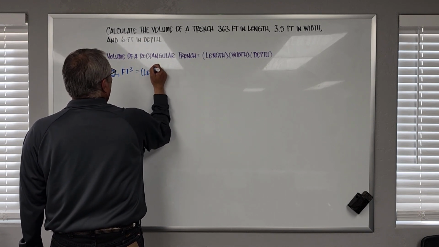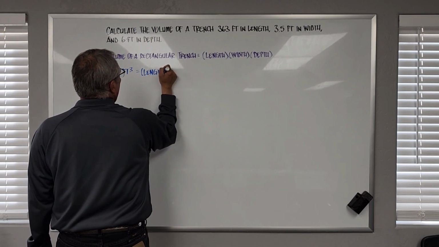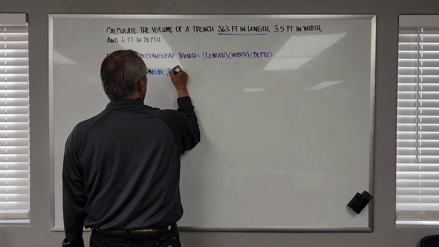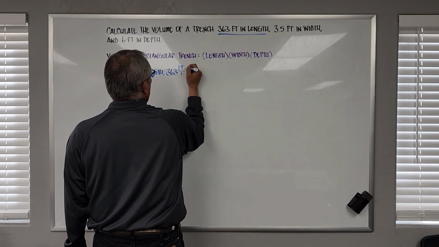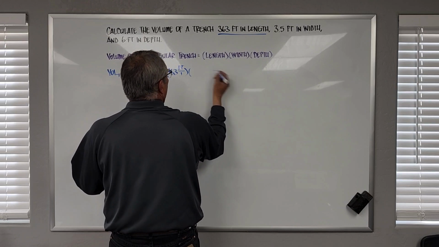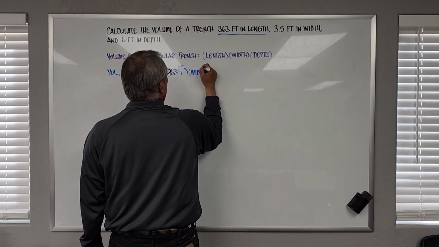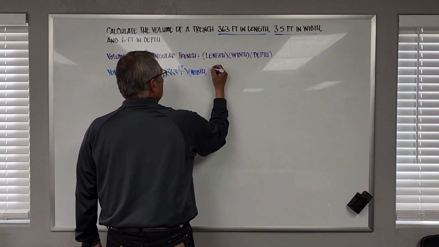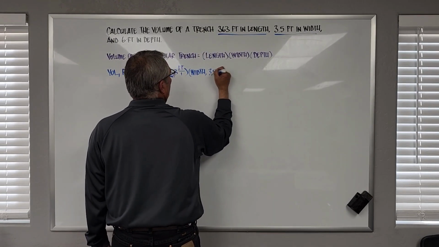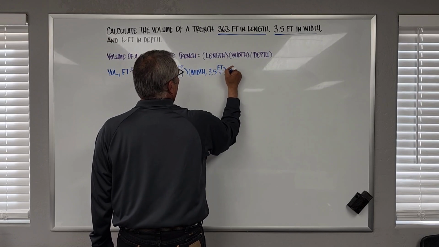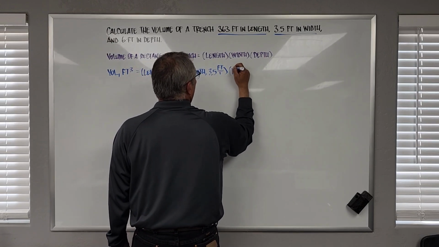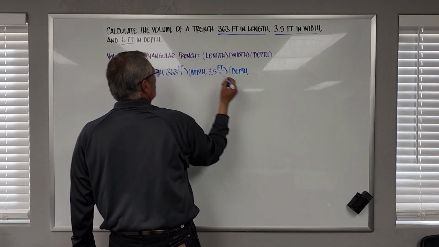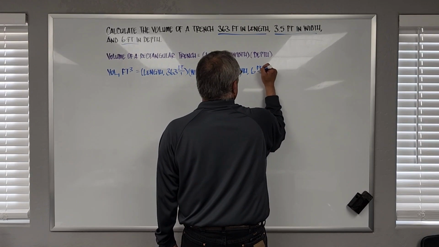equals the length, and the length of the trench is 360 feet over 1. We've got width. The width of the trench is 3.5 feet. And the depth is 6 feet over 1.